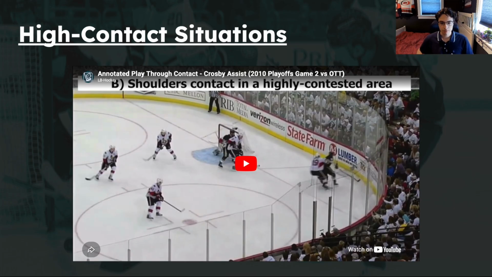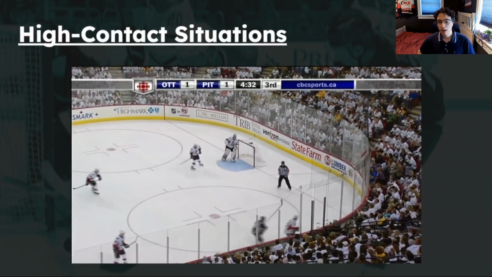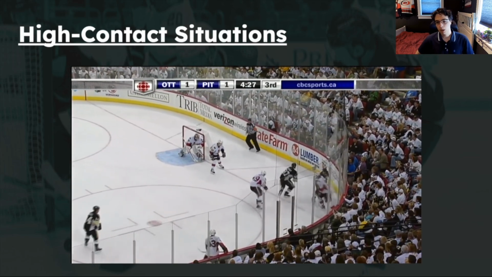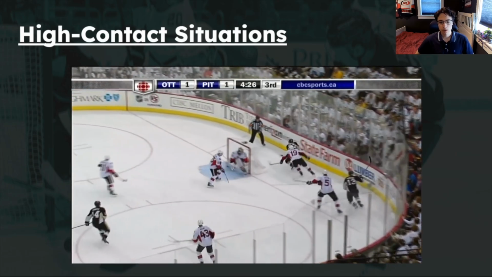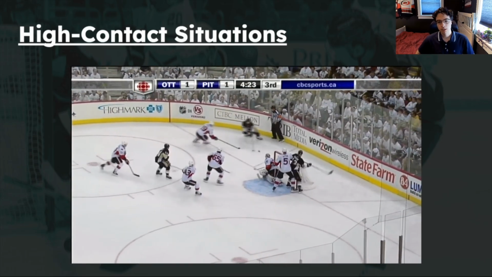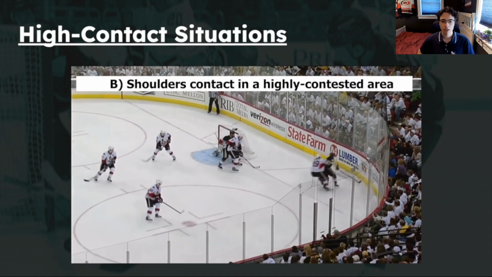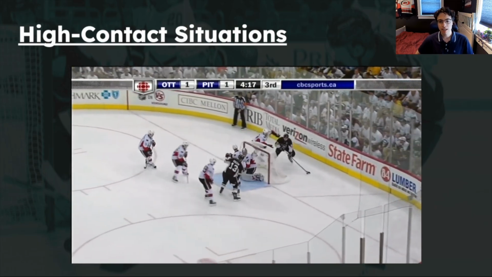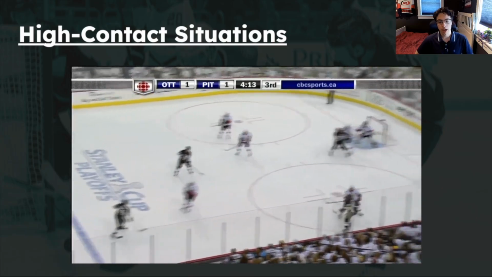Now, to get an example of this, we can look at this assist from Sidney Crosby in the 2010 playoffs. As we can see, the Penguins dump it in, and Crosby comes in as the F2 on the forecheck, winning a puck battle along the way, and that's captured as a forecheck recovery, which is tracked by All Three Zones, meeting the quantifiable requirement. Then he shoulders direct pressure in a heavily contested area behind the net, matching the physical requirement. And lastly, he's able to evade his pursuer to extend the offensive possession, even leading to a goal through his assist, meaning he improved his team's state in the game, matching the helpful criteria.